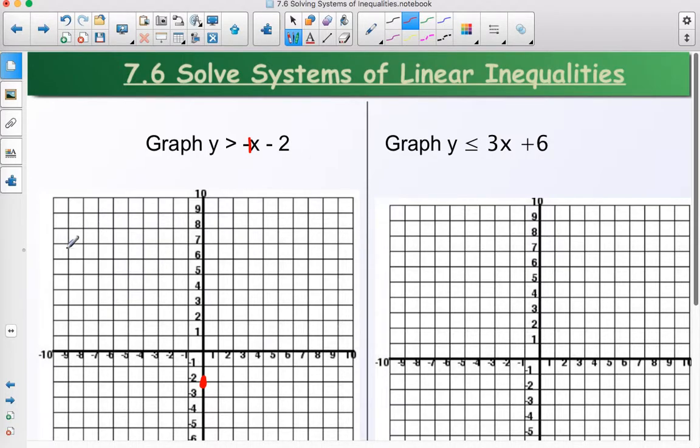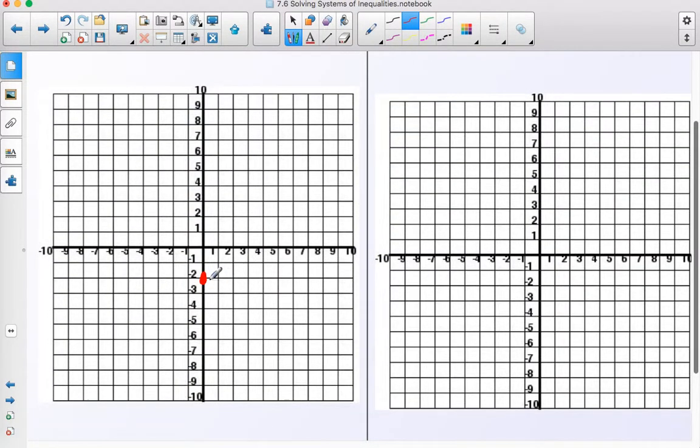Because negative 1 is my slope, what I'm going to do is go down 1, right 1, down 1, right 1, down 1, right 1. With that, then I can sketch in a line. So I'm going to sketch in my line. I'm going to move it up. So there's my line. Put some arrows on it because it is a line, it's not a segment.